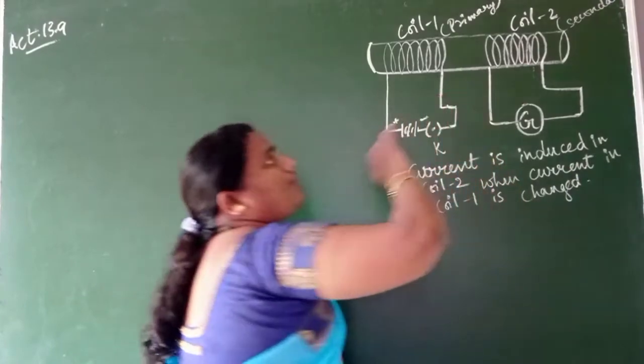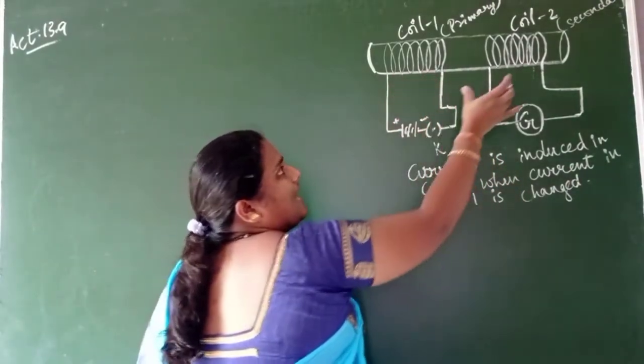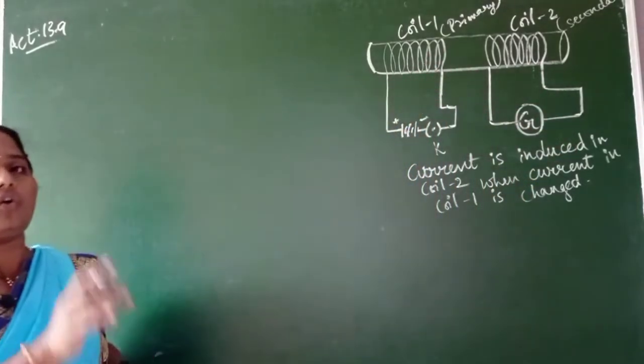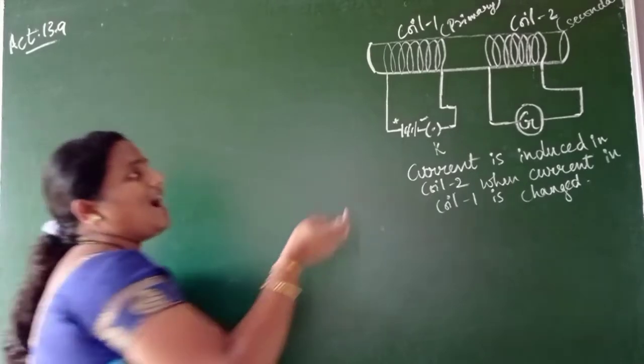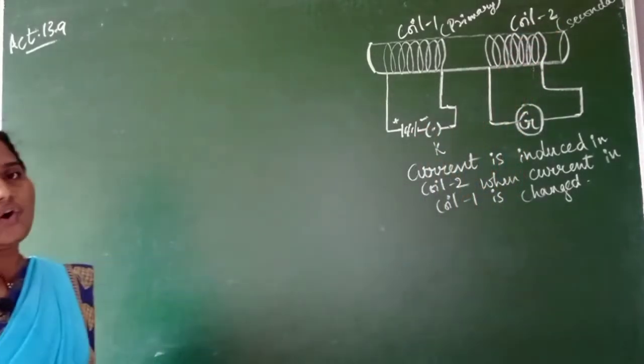Isn't it? See what we did? We have named them: this is one coil, and this is another coil. We have named the first coil as coil 1 or primary coil, and the second coil as coil 2 or secondary coil.